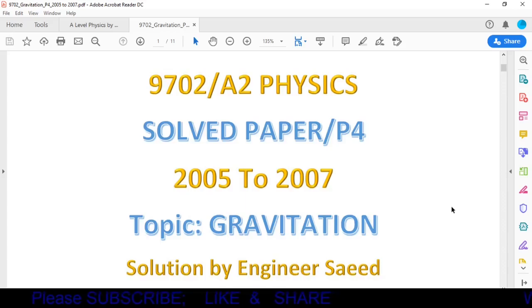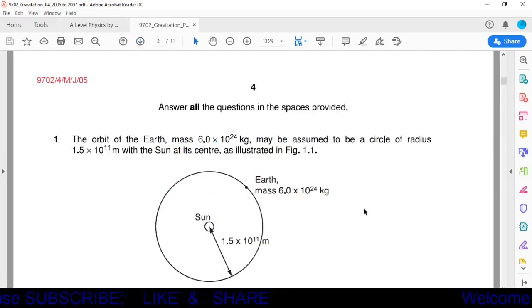Today we will solve A2 Physics Paper 4. Topic is gravitational field and questions from 2005 to 2007. Okay, first question. It is from May-June 5 of paper 4.